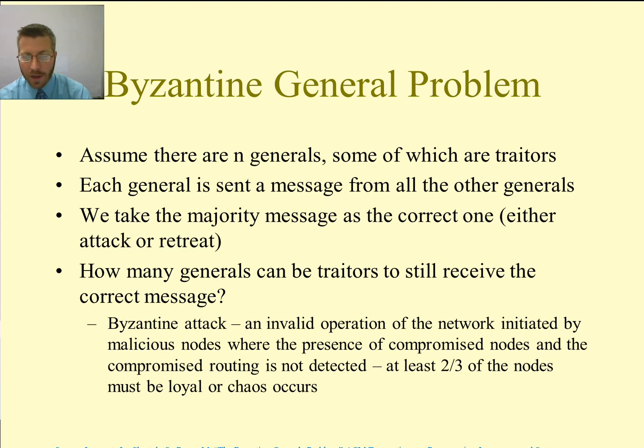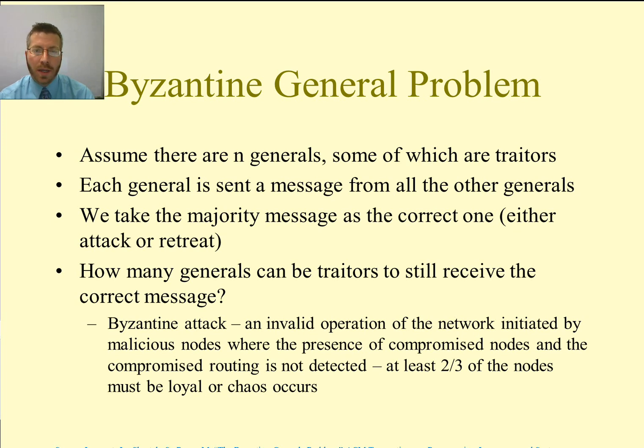An overview of it is: assume that we have N generals, some of which are traitors. Each general is going to be sent a message from all of the other generals, and we need to know whether we should attack or whether we should retreat. What we're going to do is take a majority of the messages, and if the majority of the messages say attack, then we are going to go ahead and attack. And if the majority say retreat, we're going to retreat. The question now: how many generals can be traitors for us to still make the right decision?